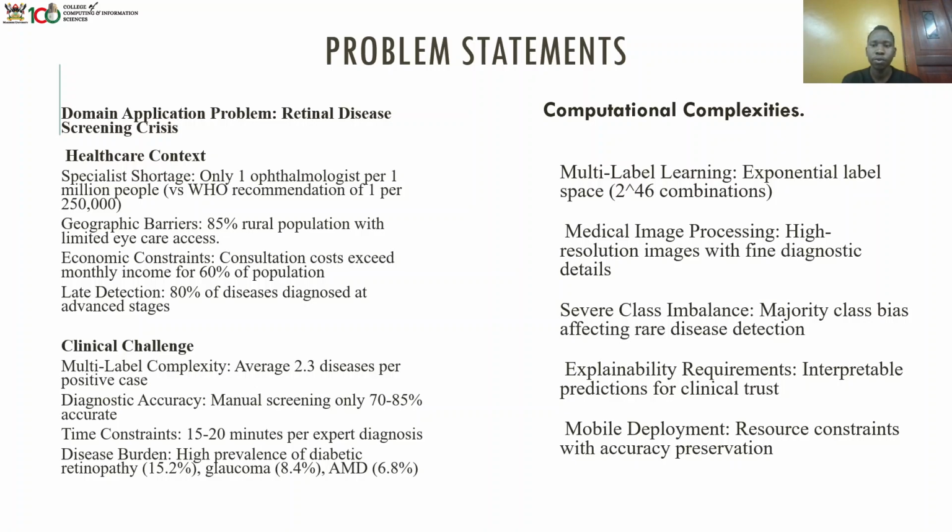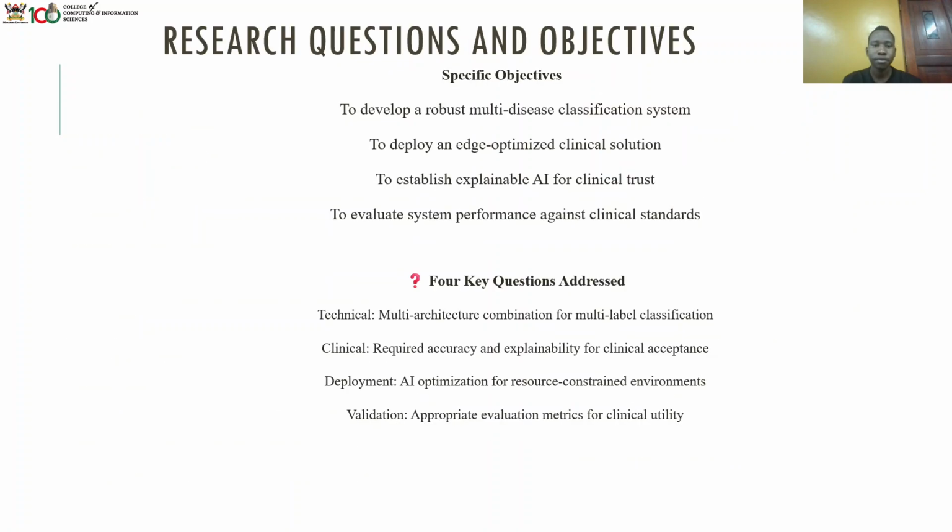So the computational complexities are multi-label learning, where we have an exponential label space; medical image processing, where we have high resolution images with fine diagnostic details; severe class imbalance and majority class bias affecting rare disease detection; explainability requirements; and mobile deployment.